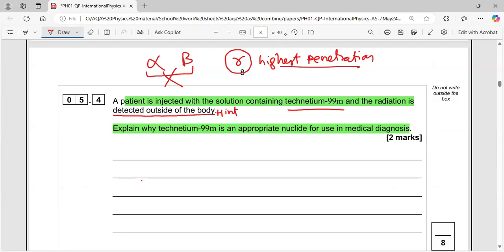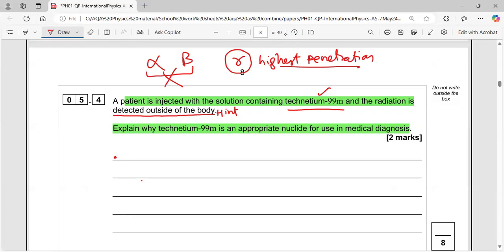And one more thing, it is emitted by technetium-99m, which is in a metastable state. It means its half-life is a little bit longer, so that the radiation can last longer in the patient to be detected, right? But actually the half-life is not as long as the other natural radioactive materials. It is a bit longer than the ordinary radioisotope, but it is of course shorter than the natural radioactive substance. That's why it will not be harming the body.